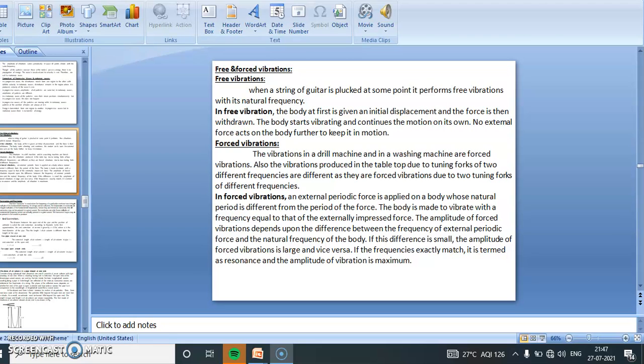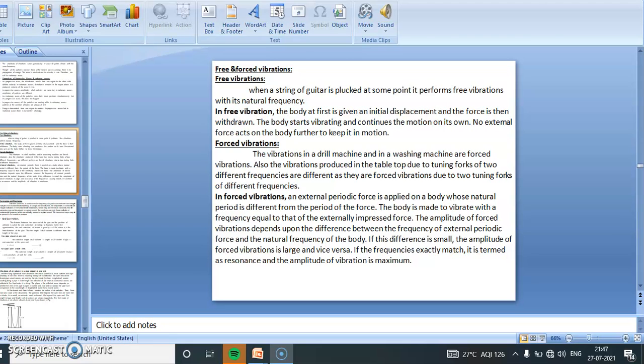Then next is forced vibration. The vibrations in a drill machine and washing machine are forced vibrations. Also, the vibrations produced in a table top due to tuning forks of two different frequencies are different, as they are forced vibrations due to two tuning forks of different frequency.